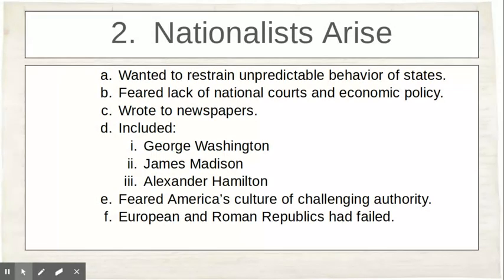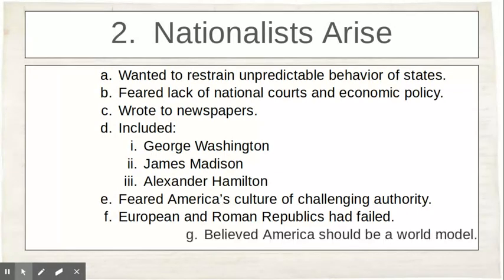So they knew they had to make some kind of change. They just weren't sure what exactly. They were worried about people not paying back their debts. They were worried about people challenging authority. First it was the king, but what would it be next? And they know that other attempts at people governing themselves, like Athens and the Roman Republic, didn't last forever.